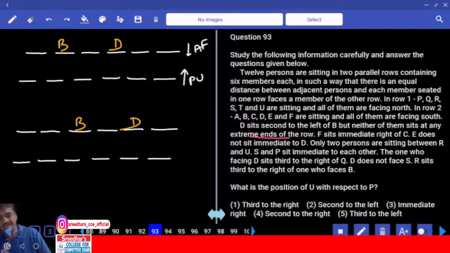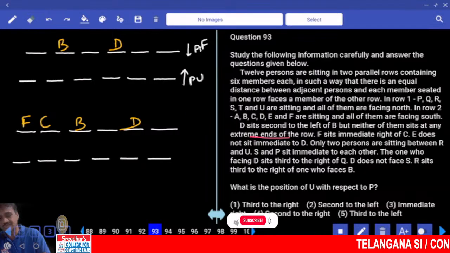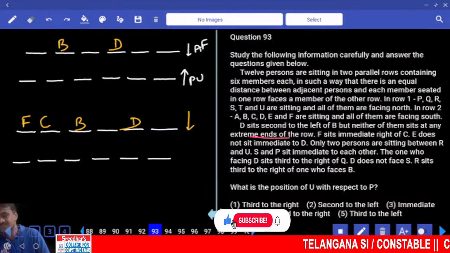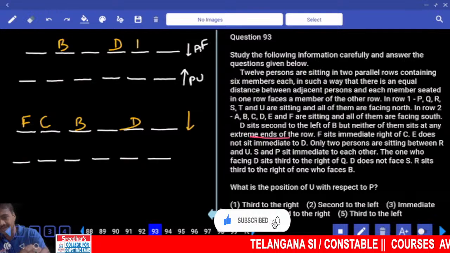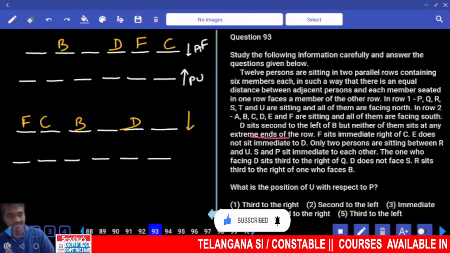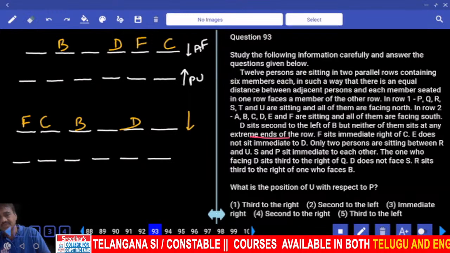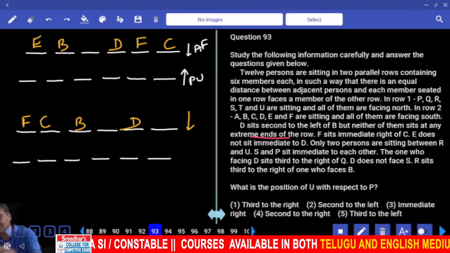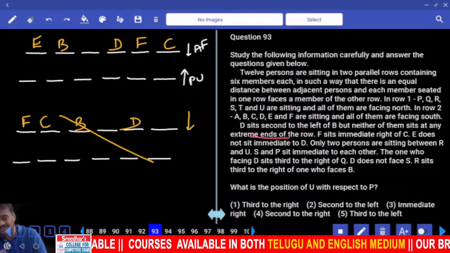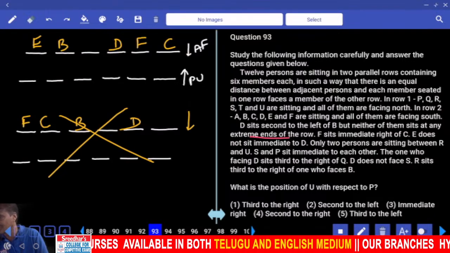F sits to the immediate right of C. These persons are facing towards south, so the right hand side is nothing but our left hand side, and F is to the immediate right hand side of C. And next one, E does not sit immediate to D. E and D are not adjacent to each other. E is here. Then in this case, E is adjacent to D, which is not possible.